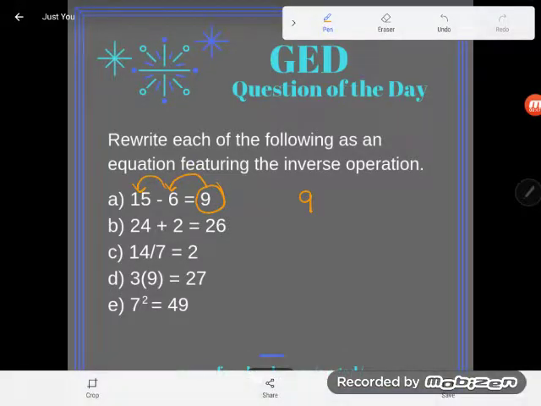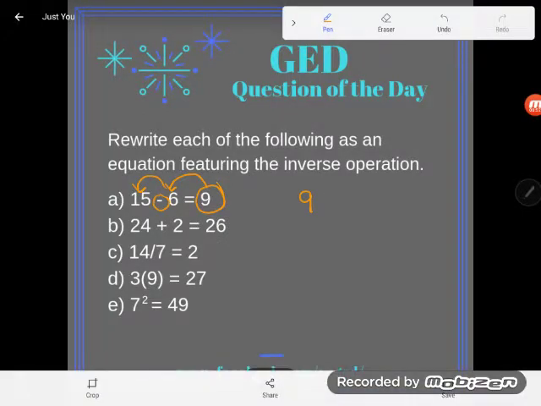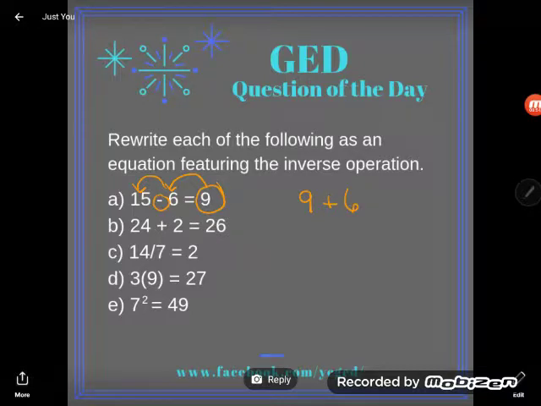And what we're going to have to do is the opposite of what happened before. Well, what happened before? Subtract. And so what I'll do is I'll add. I'll add on the 6 this time. 9 plus 6 is equal to 15.